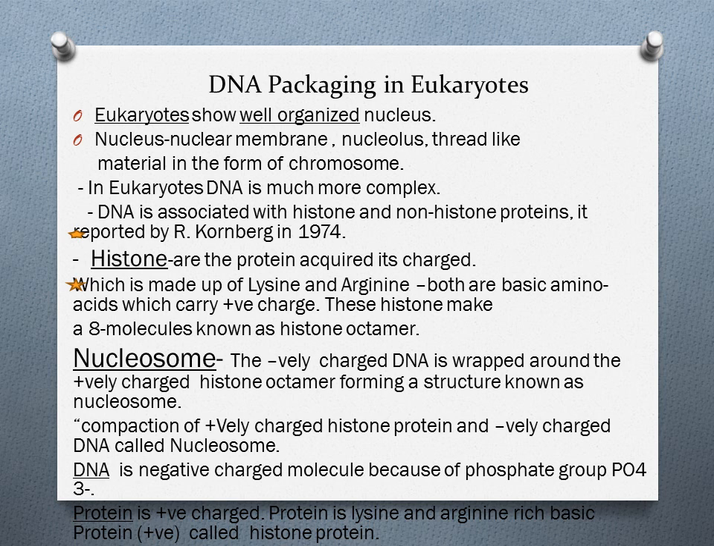Why? Because negative does not bind with negative, nor positive with positive. That's why DNA is negatively charged, and the binding proteins are positively charged, and these proteins are made up of lysine and arginine, and both are basic amino acids. This histone is made of 8 molecules, known as the histone octamer.